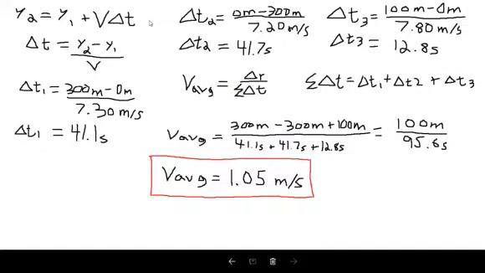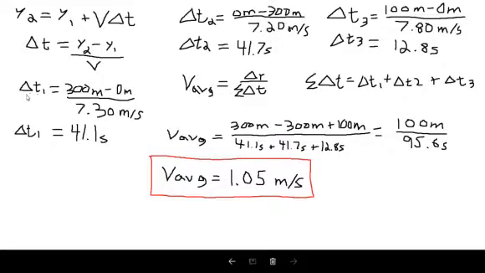So we've got to find the time for each runner. We'll use our position update formula to find the time for each. Here's our position update formula: Y2 equals Y1 plus velocity times delta t. Using our algebra, we get delta t equals (Y2 minus Y1) over velocity.